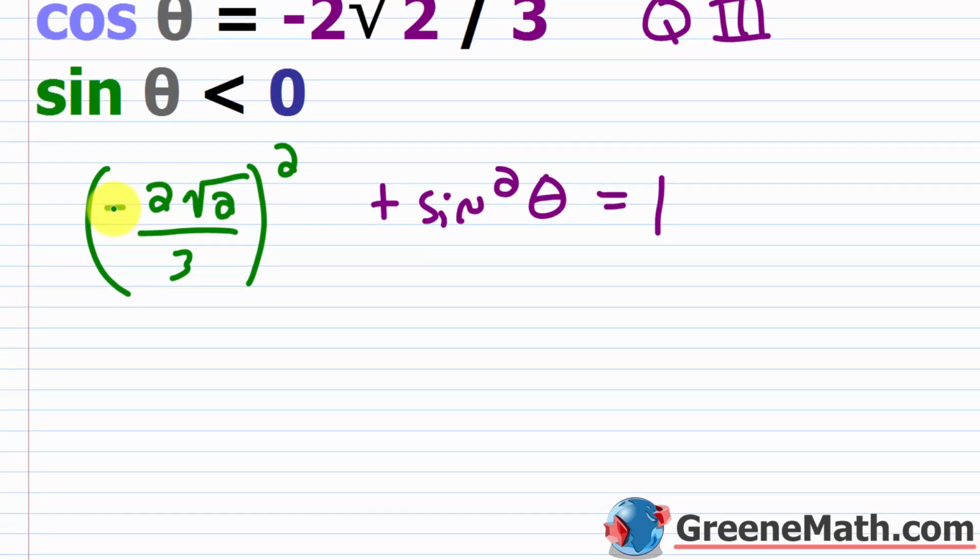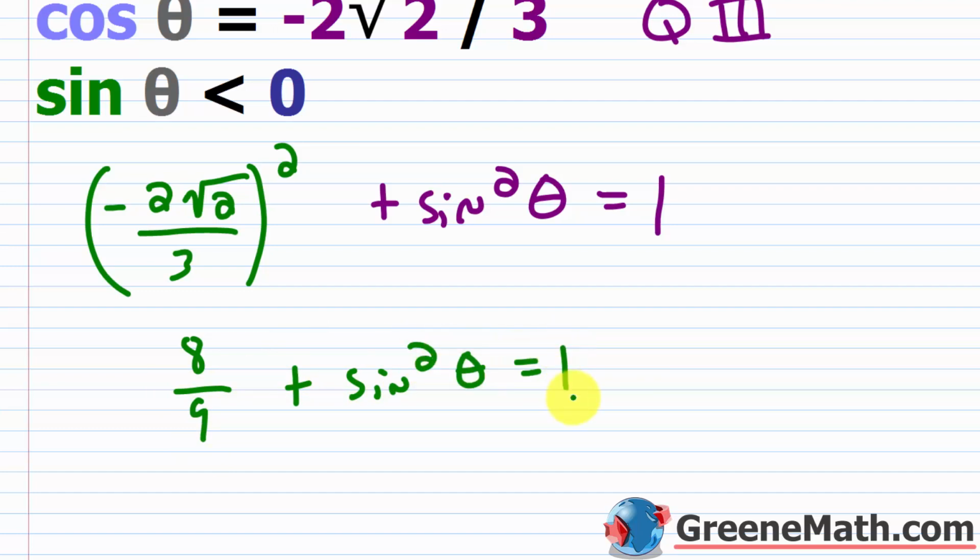So if I square this guy, the negative becomes positive, so you can forget about that. 2 squared is 4. The square root of 2 squared is 2, okay? 4 times 2 would give me 8. And then down there you have 3, which is squared, which is 9. So I have 8/9 plus sine squared theta equals 1.